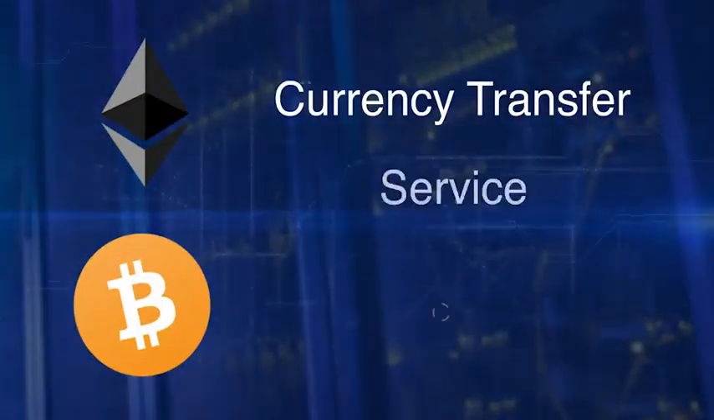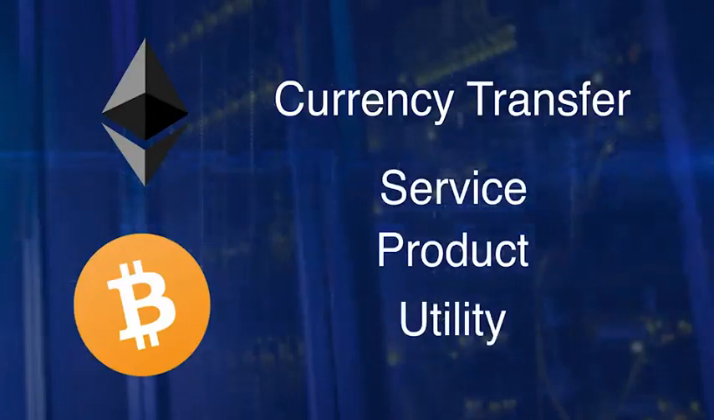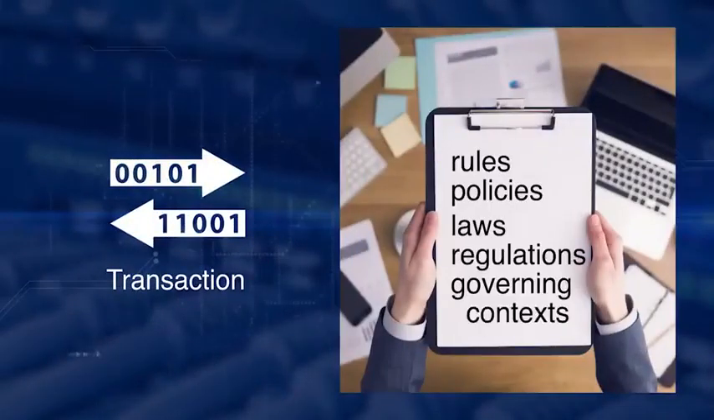Now that we have reviewed the advantages of a smart contract, let's look at what problem or problems a smart contract can solve. Typically, currency transfer is used to buy a service, a product, or a utility from a person or a business. There may be other conditions besides availability of funds for executing a transaction. For example, a business transaction may involve rules, policies, laws, regulation, and governing context. Smart contract allows for these other real-world constraints to be realized on a blockchain.